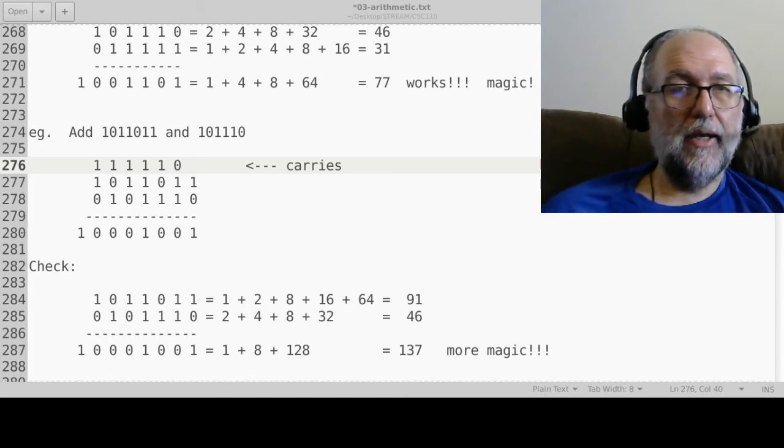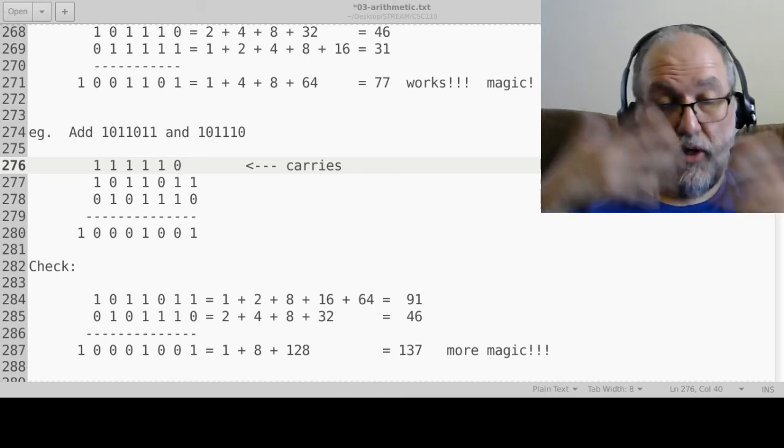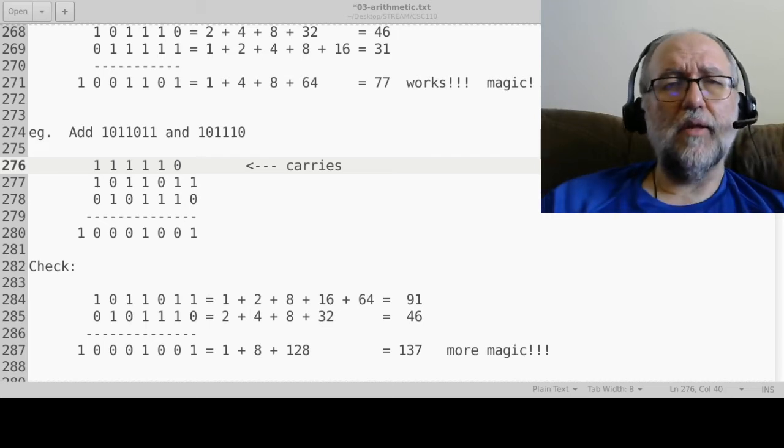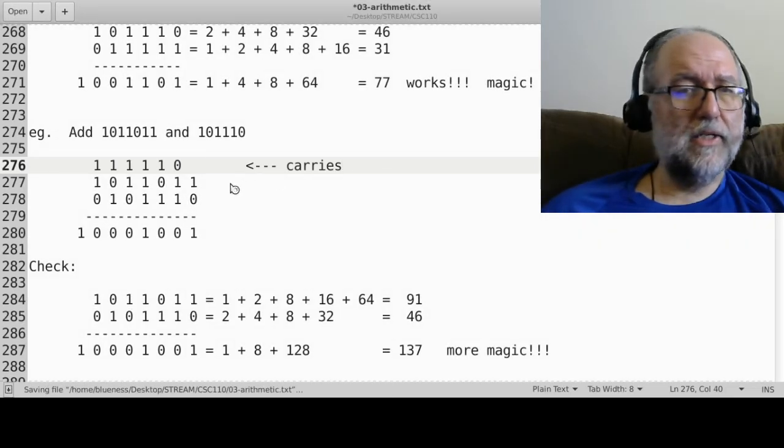And I say could be a carry. You could say, well, you know what? I'm going to carry the 0. Then there would definitely be a carry. All right, so let's do this.